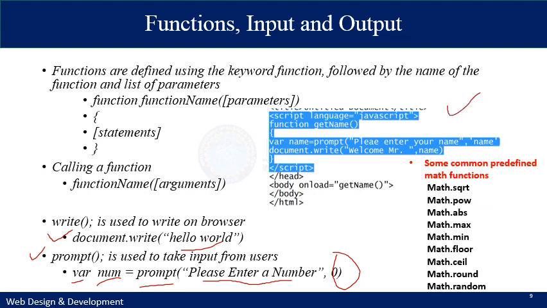Here is an example you can try in your HTML file. You have to write a script with language JavaScript and a function getName, and there is a variable to get the name of the user, and then you can write the document.write function welcoming the name, and you call this function on the body onload method. So whenever the page is loaded, this method will be called, and you will be prompted with a text box that will ask you for your name, and it will display a welcome message for the entered name.